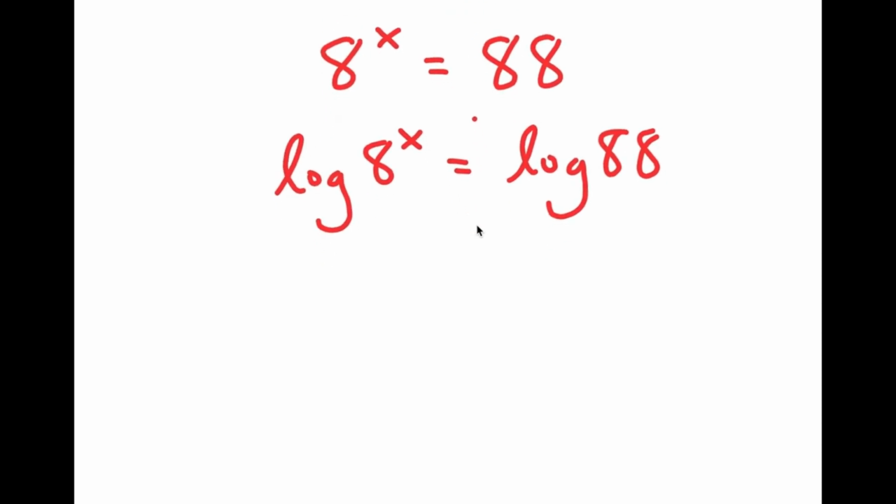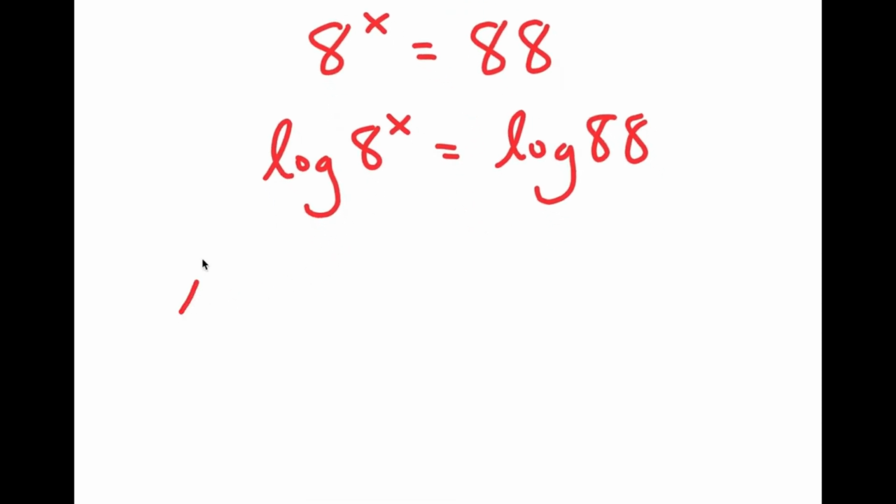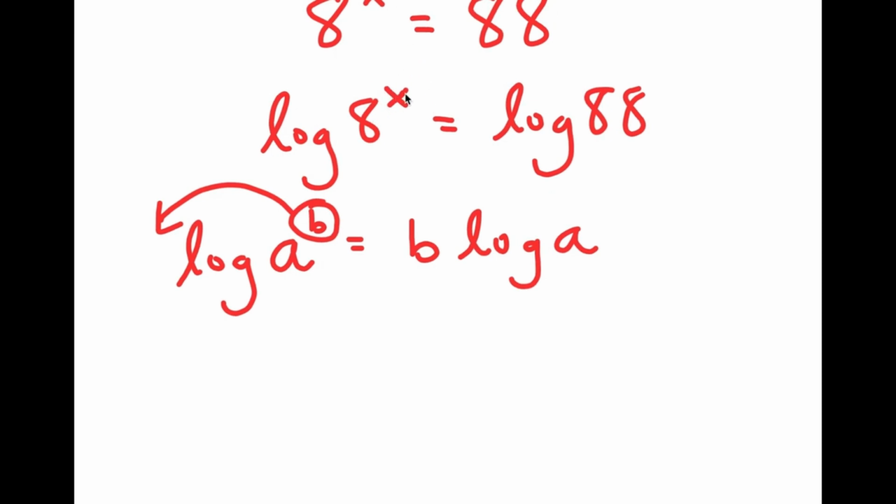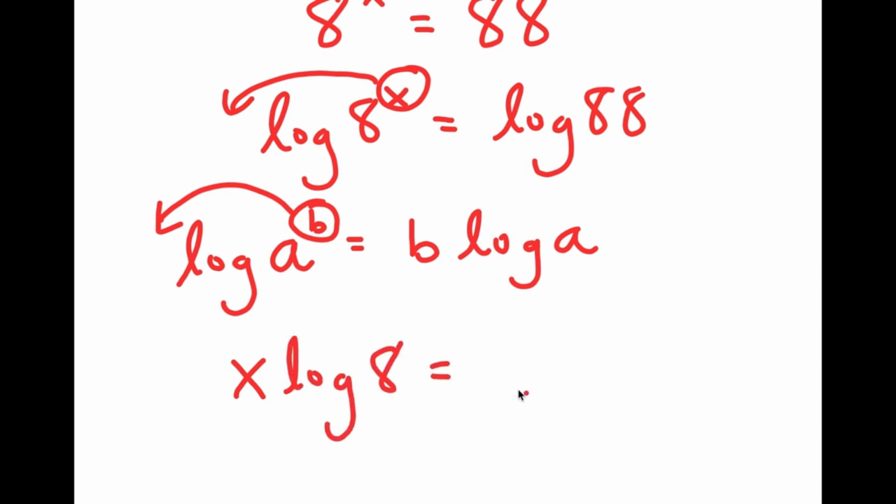Now, if I have something in the form log of a to the power of b, I can move this exponent b to the front, so it's going to equal b times log a. In this case, I have log 8 to the power of x, and I can move x to the front, so I get x times log 8 is equal to log 88.